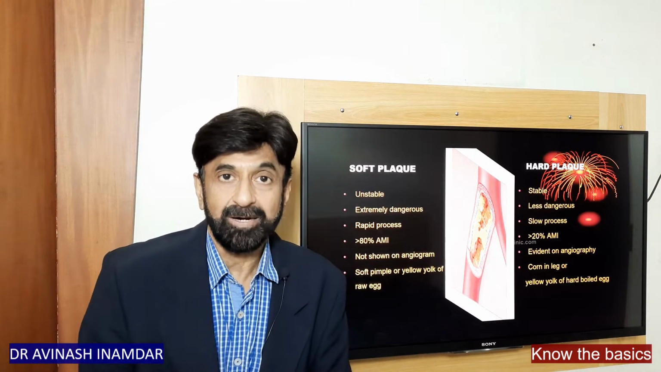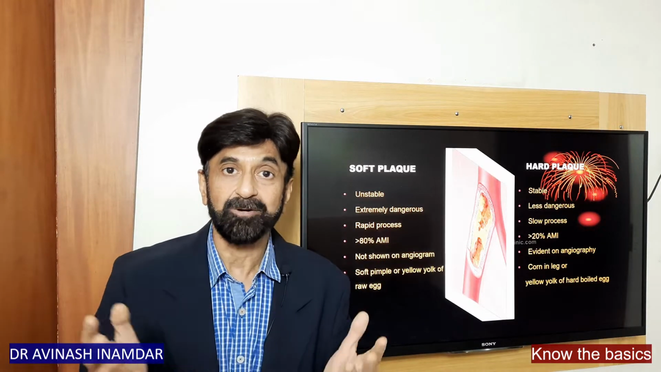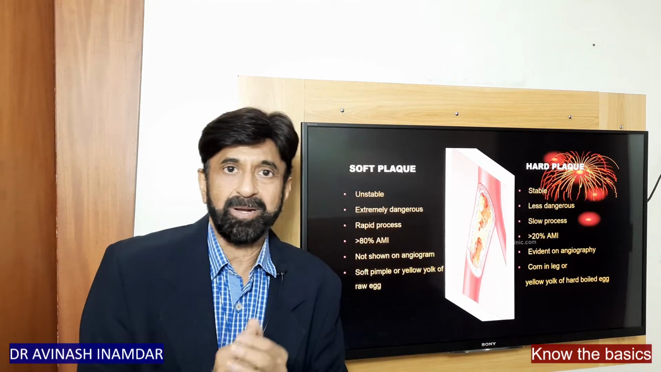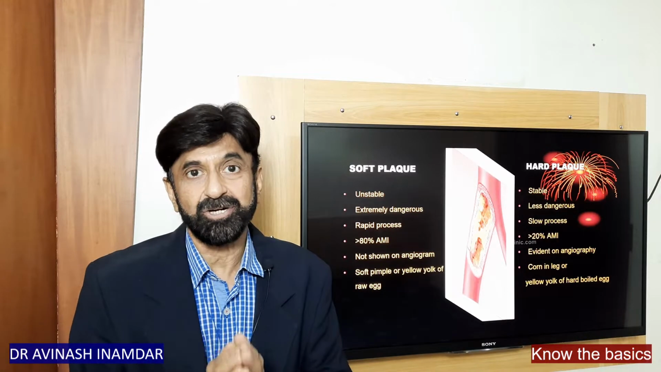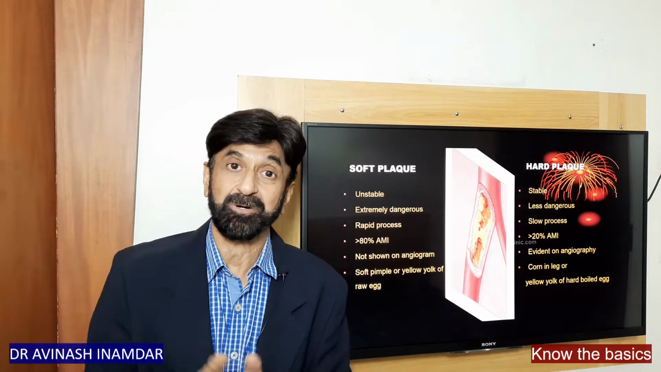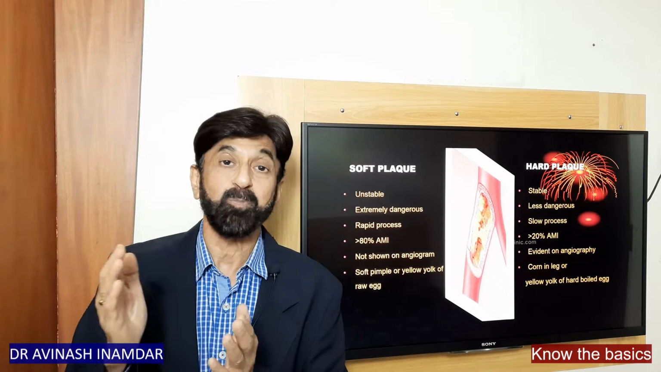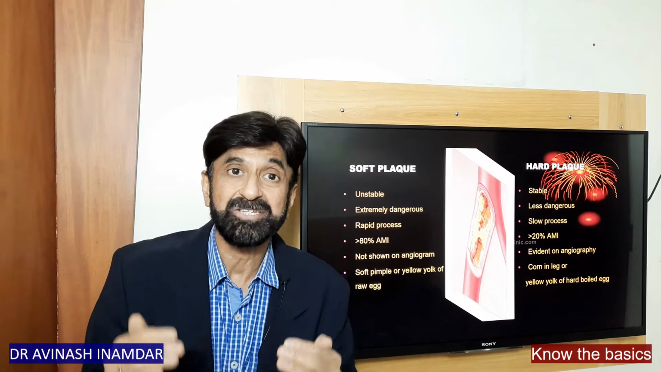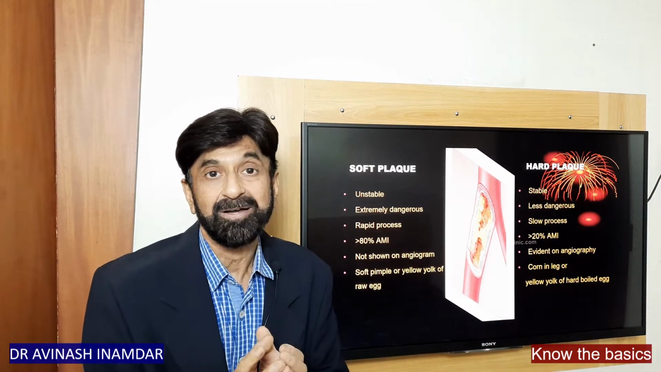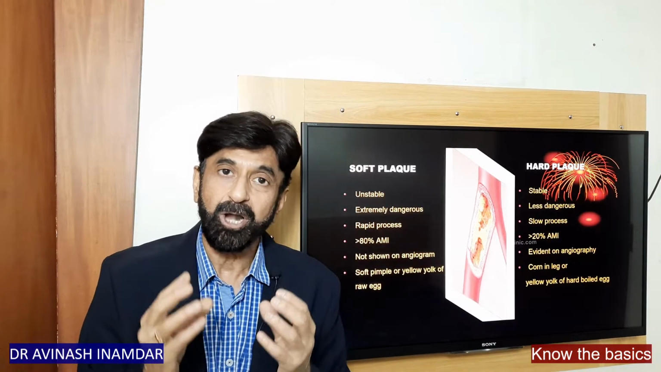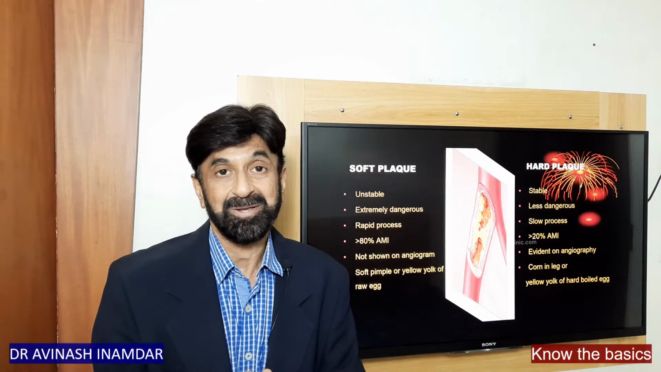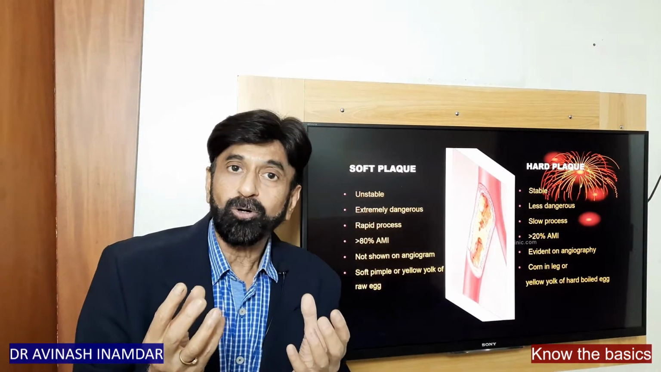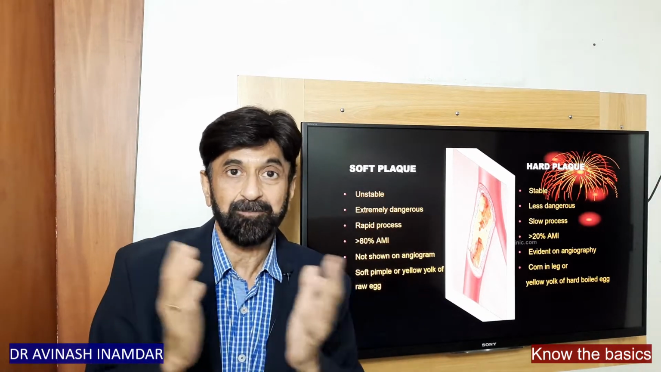There are two types of plaques. One is a soft plaque and the second one is a hard plaque. The soft plaque is very unstable and it is extremely dangerous. It occurs in about 80% of the cases that cause heart attack, whereas the hard plaque is more stable. It occurs in 20% of patients having a heart attack and it's a little less dangerous. A soft plaque has a consistency of the yellow yolk of a raw egg, whereas the consistency of the hard plaque is like the yolk of a hard-boiled egg. So that is the difference.